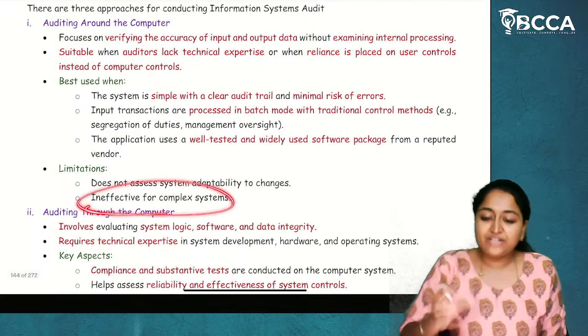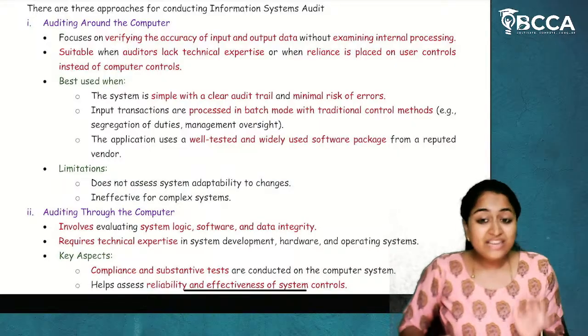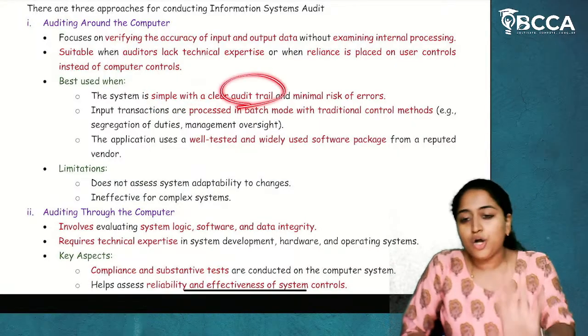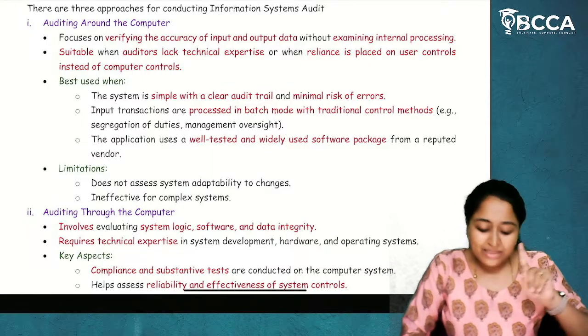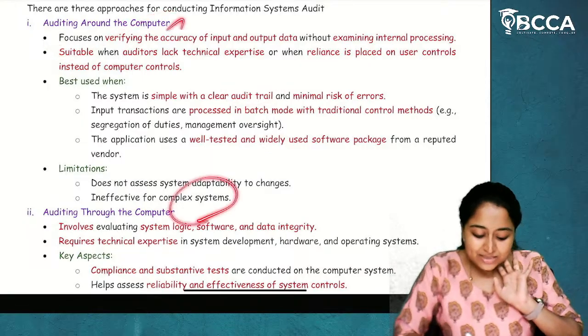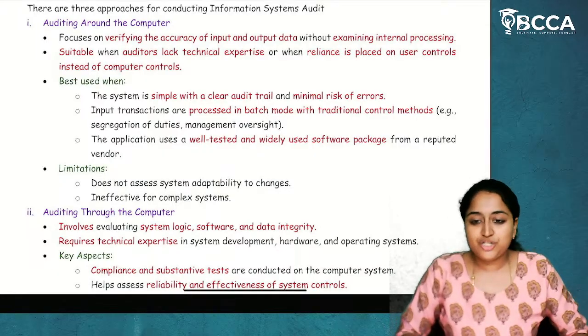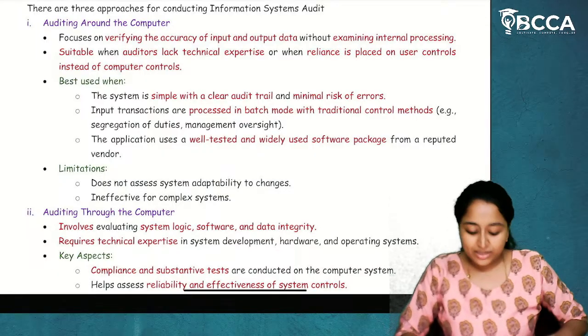Next is that it is ineffective for complex systems. This is useful only if the system is simple with a clear audit trail. If it is simple, then this is useful. If it is complex, this auditing around the computer is not useful for the organization. I hope the first approach is clear.